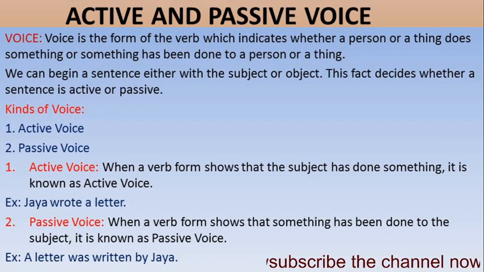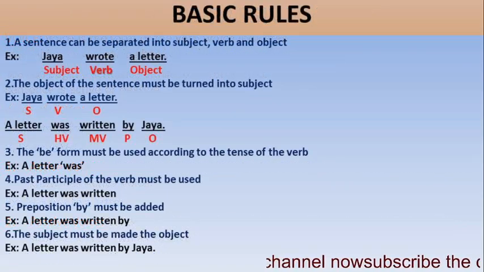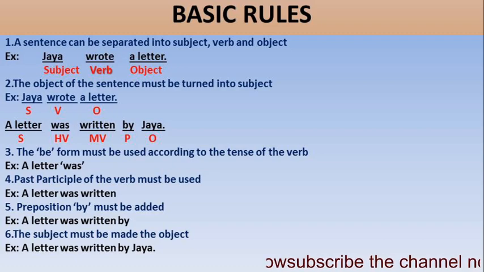Let's look into some basic rules then. When you are changing an active voice into passive voice, we need to remember certain rules in our mind. Look at rule number 1: a sentence can be separated into subject, verb and object as shown in the example. Jaya is the subject, wrote is the verb, a letter is the object. Before changing active voice into passive voice, it's our duty to separate the given sentence into subject, verb and object.